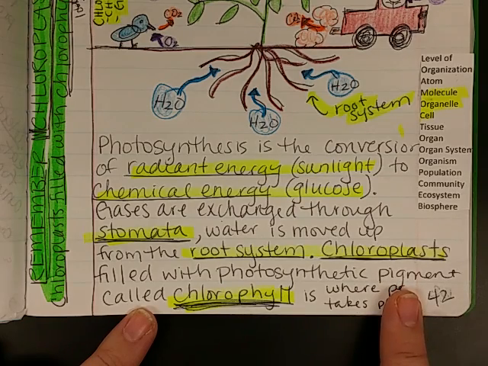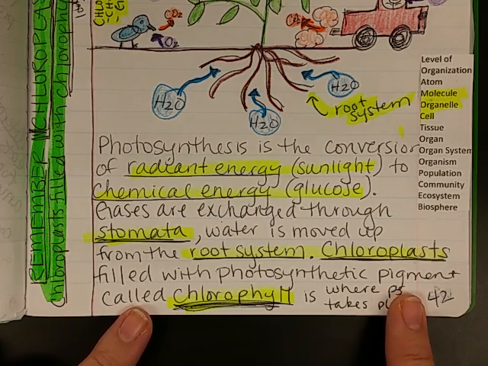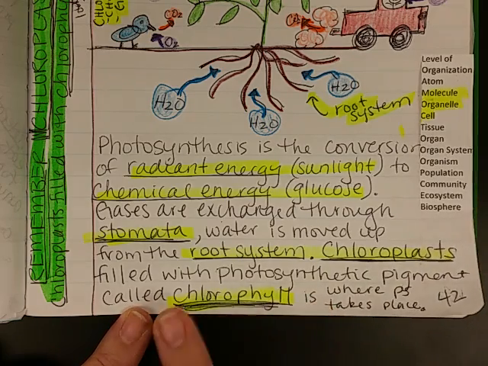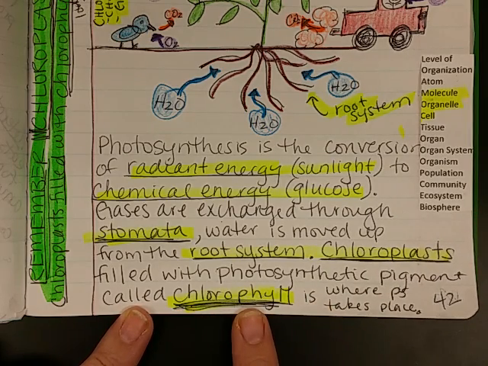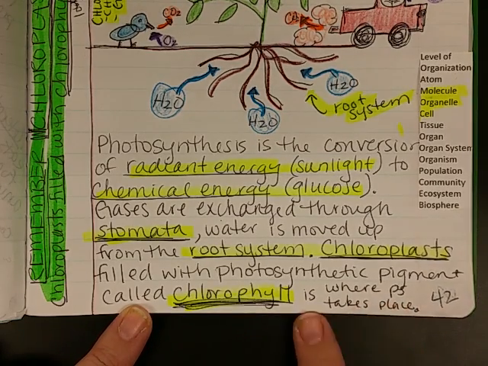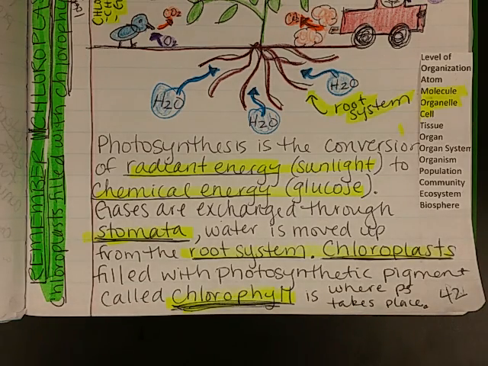Pigment is like color. Markers are full of pigment. Paint is full of pigment. Your eyes are full of pigment. Your skin is full of pigment. It gives things color. And that's called chlorophyll. Okay? And that is where PS means photosynthesis. I ran out of room. That's where it takes place. Okay? Again, these notes are very, very important.